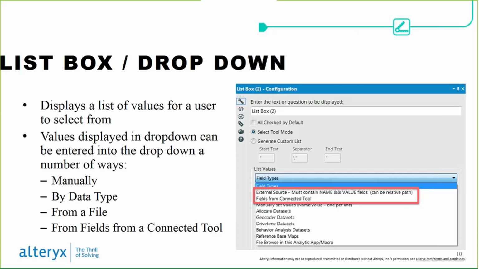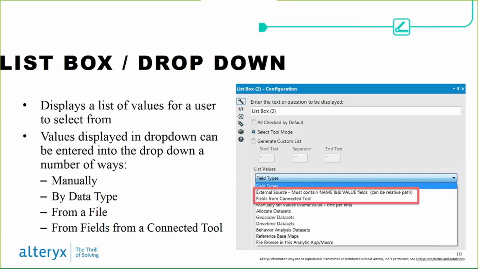So if you see that box on the right here, here's the list box configuration window. The same configuration window, especially with this list values drop-down, is the same in both the list box and the drop-down tools. This is because you can populate values in those two interface elements in the same ways. One, you can do it manually. You can manually type in values into a box to display in those interface elements.